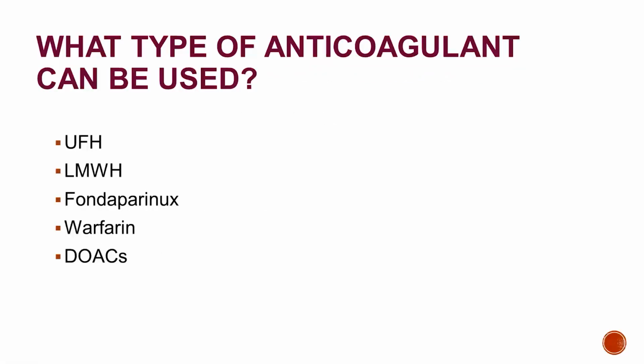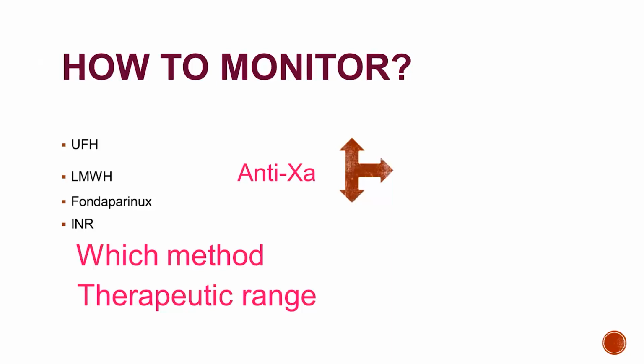The anticoagulants that can be used for the treatment of thrombosis in these patients are unfractionated heparin, low molecular weight heparin, fondaparinux, warfarin, and DOACs, and we will talk in more detail about the value and the use of DOACs in these patients. If you use these drugs, you need to monitor. So what are the methods for monitoring, and what is the therapeutic range?